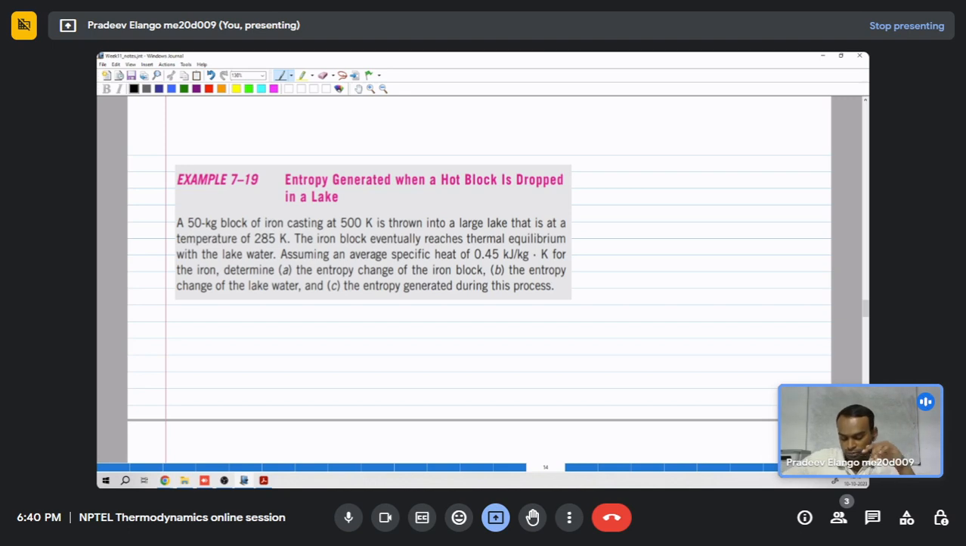In the next problem, we have a 50 kg block of iron casting at 500 Kelvin thrown into a large lake that is at a temperature of 285 Kelvin. The iron block eventually reaches thermal equilibrium with the lake water, assuming an average specific heat of 0.45 kilojoule per kg Kelvin for the iron. Determine the entropy change of the iron block. This is the first part of the problem, the second part is to find the entropy change of the lake water, and third is to find the entropy generated during the entire process.